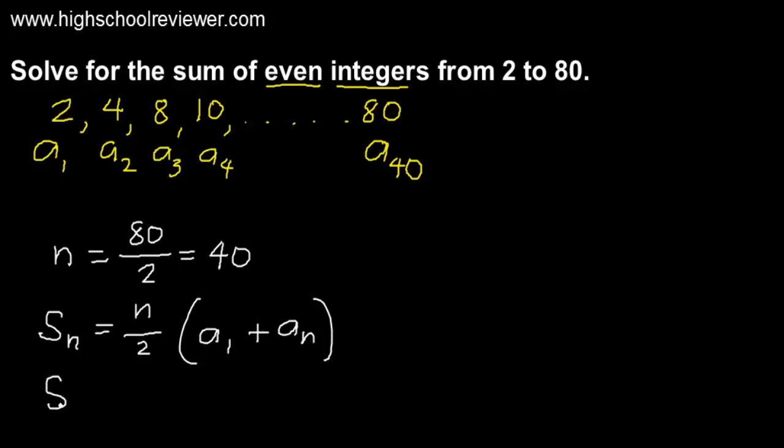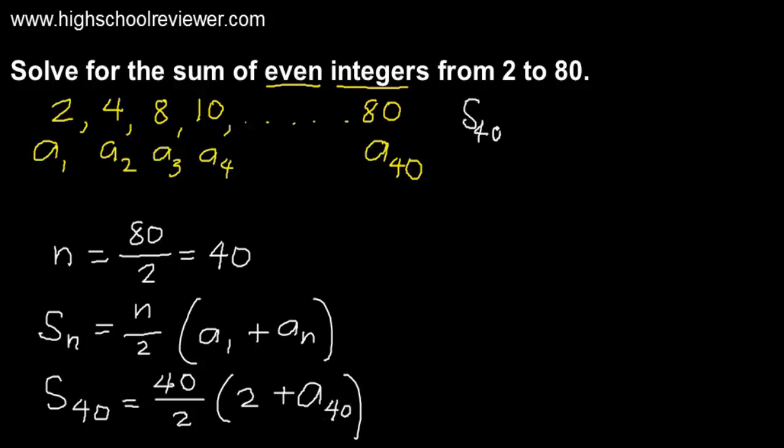Our n, again, is 40, so this will be S sub 40. Here, n is 40 divided by 2, and our a sub 1 is positive 2. And a sub n, that is 2 plus, instead of n, this will be a sub 40. But we know that a sub 40 is positive 80.